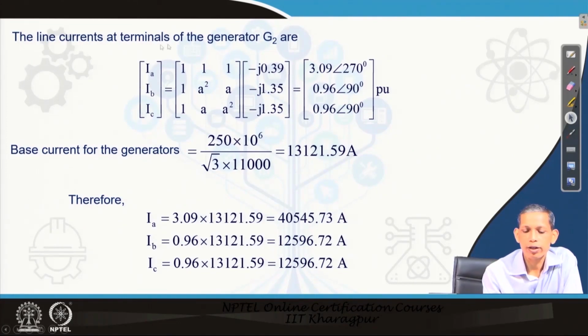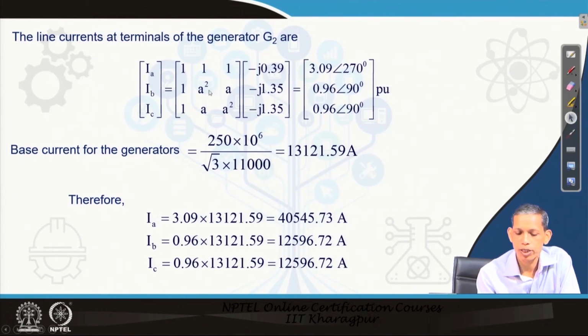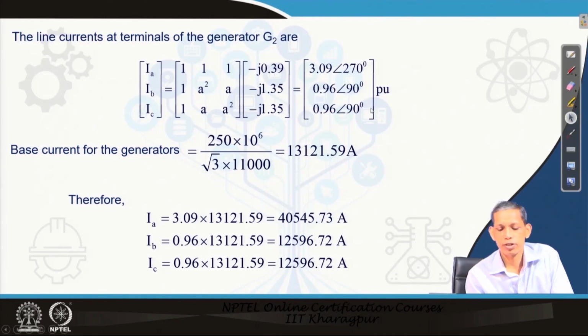Now, for the line currents at the terminals from generator 2, from the sequence component perspective, multiplying by the T matrix, we get the IA, IB, IC contributed from the generator 2 side: 3.09 in phase A, 0.96 in phase B, and 0.96 with an angle of 90 degree in phase C, per unit.